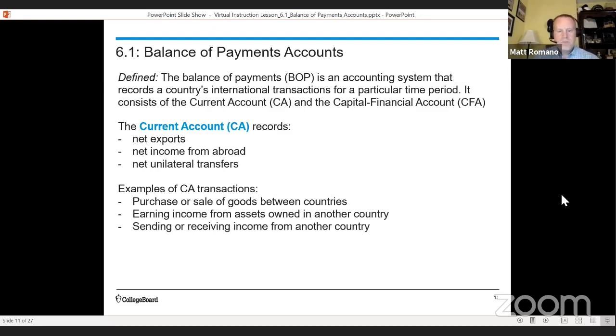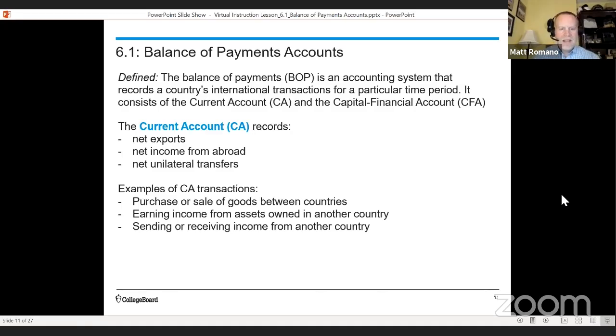And then finally, sending or receiving income from another country. That's an example of a transfer. Remember transfer payments in general. We've talked about this before. I'm sure your teachers have talked about transfer payments. When you think about government transfer payments, even domestically, it's a payment without a good or a service being exchanged for it. Well, transfer payments happen internationally as well, and when they do, they are recorded on the current account.